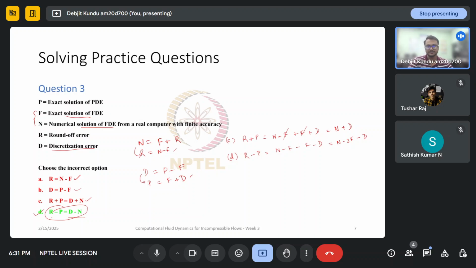Any questions related to this? Now, understanding the math is pretty simple. This is just algebra that I did here. But what you should focus on over here is what the definitions of these errors are. What is a round off error? What is a discretization error? These things are important. So, any questions on this? All right. If not, we will move along.